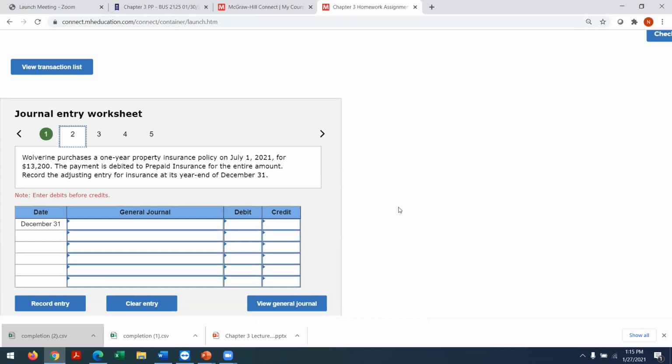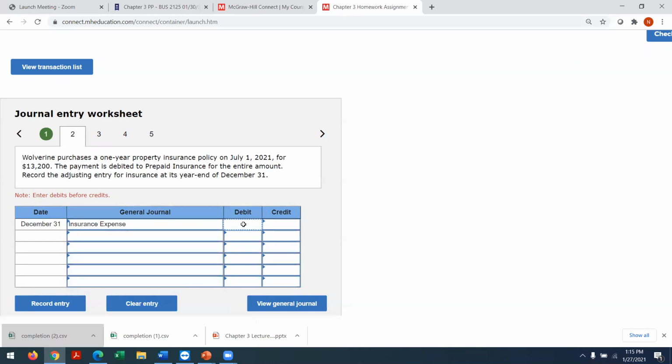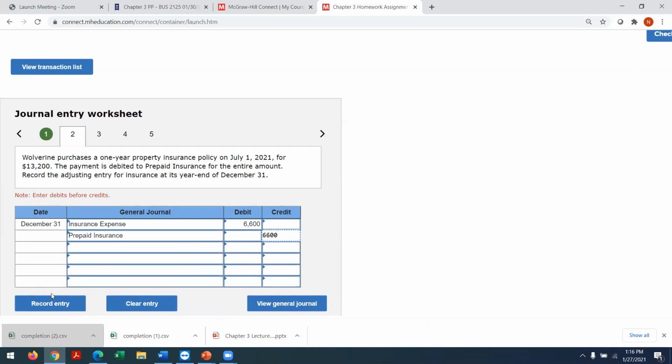How many months have been used up as of December 31st? 6 months. So won't we debit rent expense or insurance expense, sorry, for half of 13,200, or is that 6,600? And won't we credit prepaid insurance $6,600? Make sense? Yeah. Next.